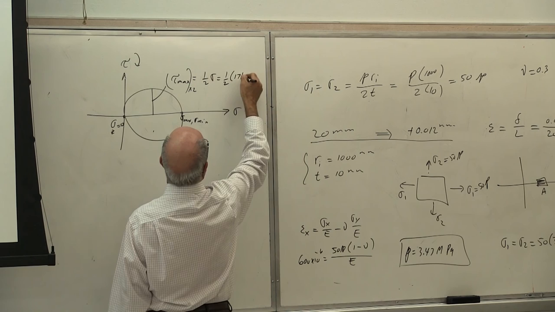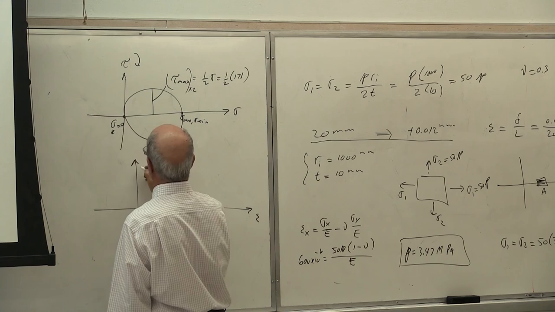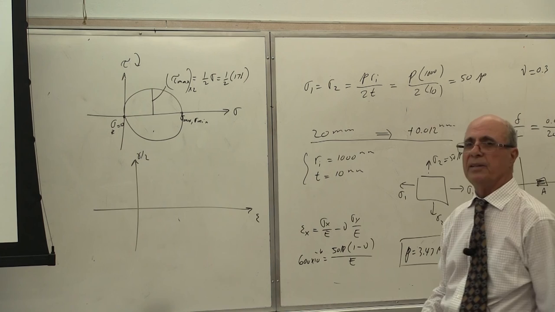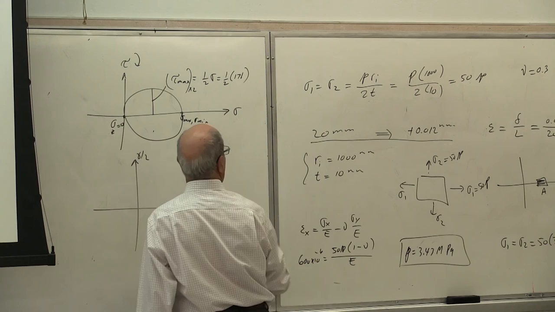Now let's go to the strain, epsilon versus gamma over 2. I want you to see both of them. What was epsilon equal to? The epsilon x was equal to 600. Yes or no? 600 micro. What is epsilon y? It doesn't make any difference, it's the same thing. Epsilon y also is 600 micro.